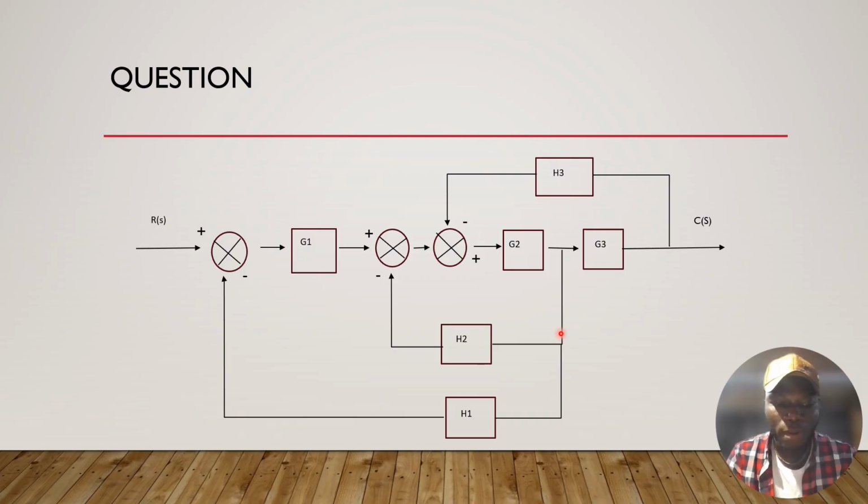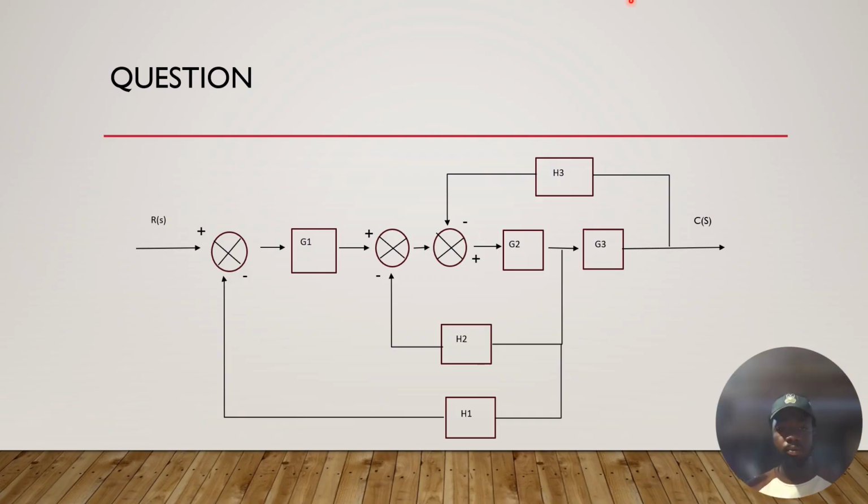To solve this question, we apply block diagram reduction rules, which include moving the pick-off point, combining blocks in series, combining blocks in parallel, and eliminating feedback loops. This is an example of a feedback loop. Now let us begin the first step of the simplification process. I'll let my other colleague continue.